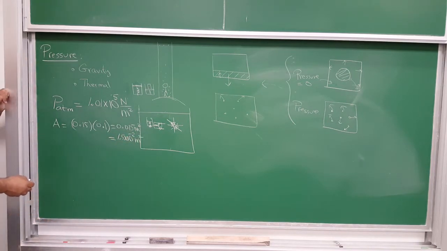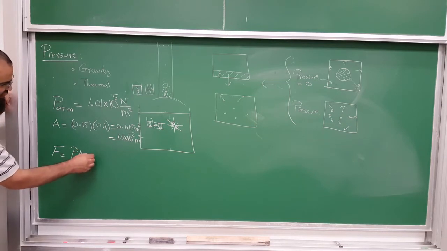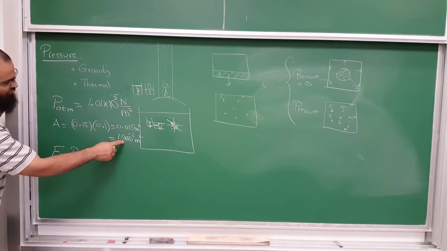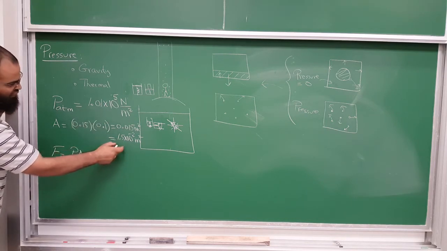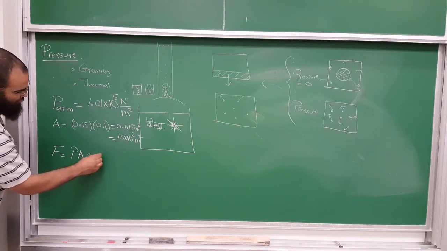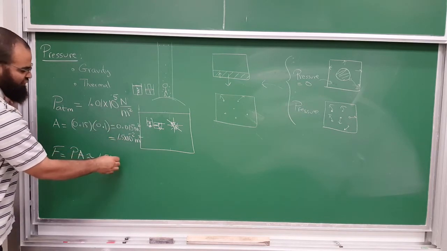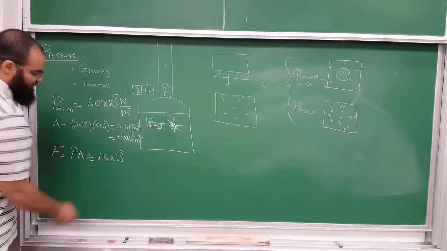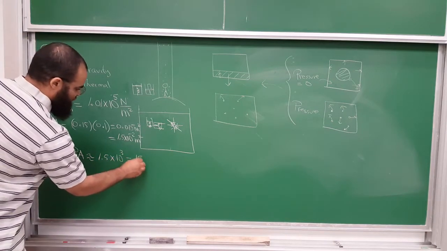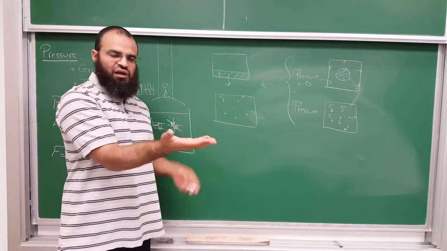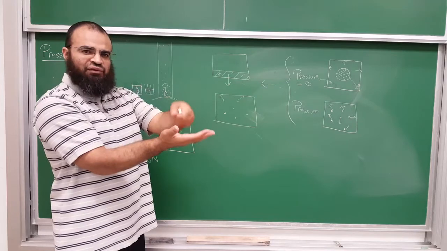And so what's the force on my hand? Well, we know that pressure is force over area, so the force is pressure times the area. And so you get 1.01 times 10 to the 5th times 1.5 times 10 to the minus 2. 1.01 times 1.5 is approximately 1.5, and 10 to the 5th times 10 to the minus 2 is 10 to the 3. So this is about 1,500 newtons. It's like I'm holding 150 kilograms on my hand. That's about 350 pounds down this way.